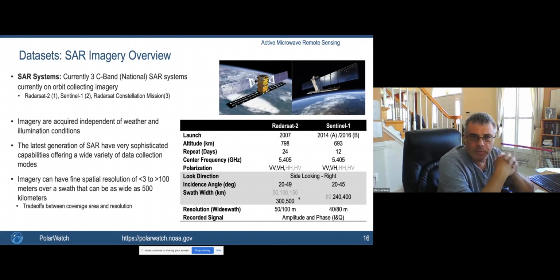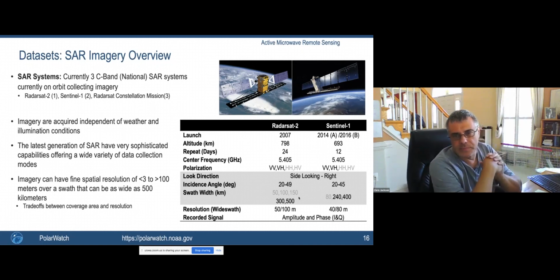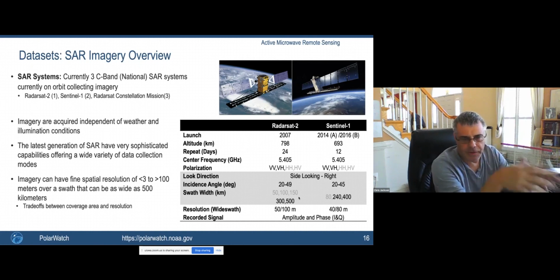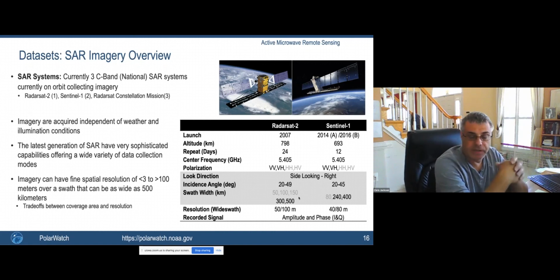I want to point out with the table that the engineering of these systems over a number of years has converged. Despite the fact that they were built by different organizations, one by the Canadians, one by the Europeans, they actually operate very similarly. They operate at the same frequency, the same polarizations, and they have the same viewing geometry of the Earth. They collect over a wide variety of swath widths, anywhere from 50 to 500 kilometers, as I mentioned. The resolution at wide swath is again about 50 to 100 meters. And SAR is a coherent signal, so both the amplitude and the phase of the radar pulse are collected, unlike other instruments, which we'll talk about a little bit later, like the scatterometer, which is an amplitude-only system. So, next slide.